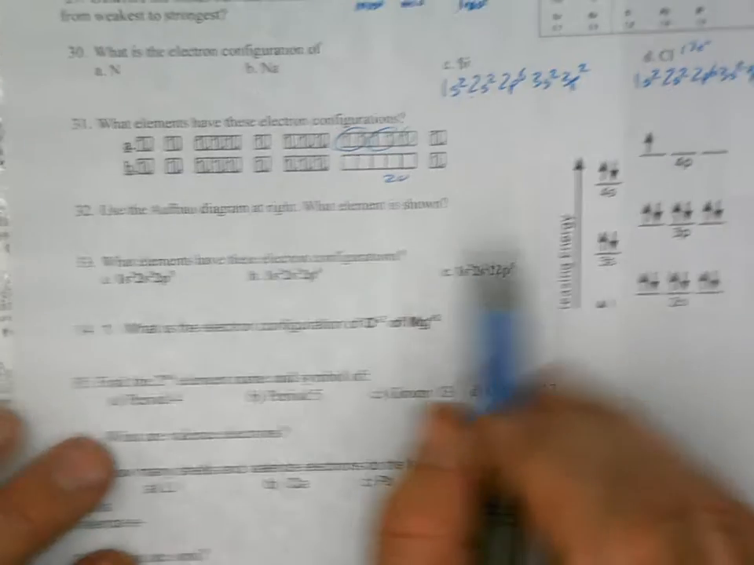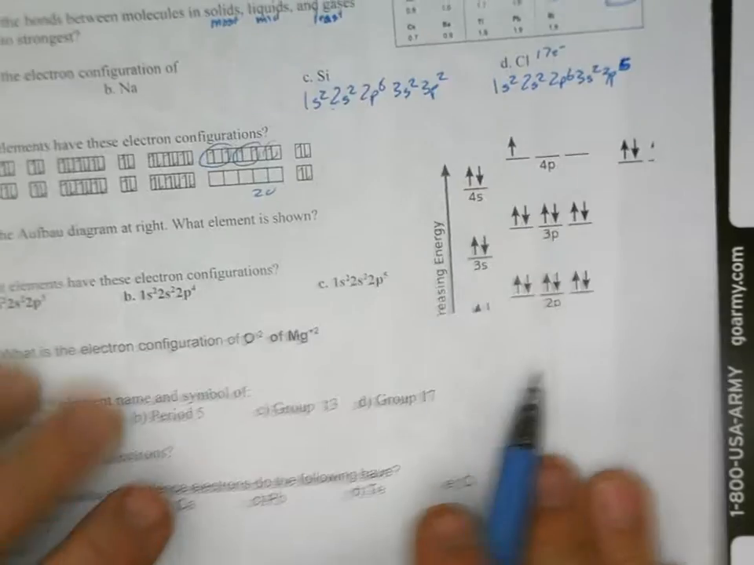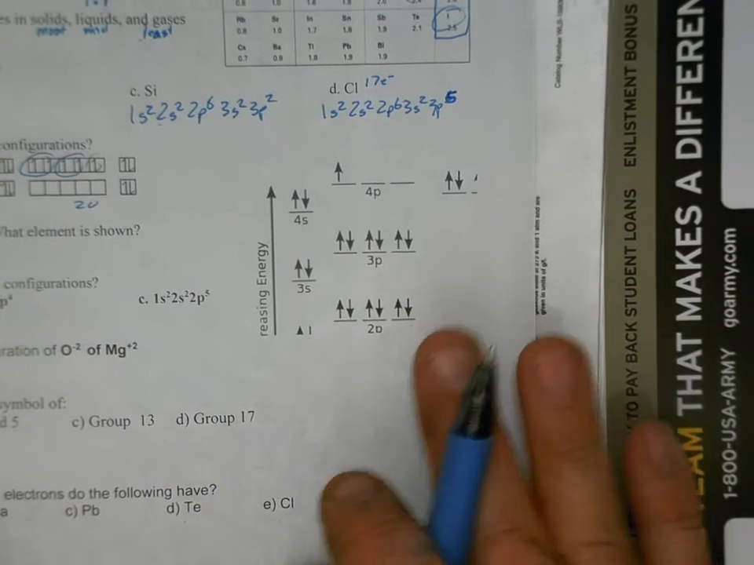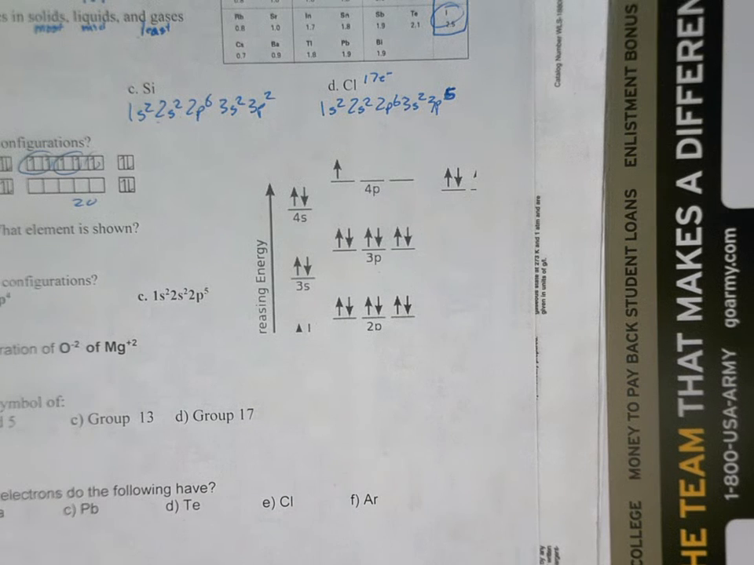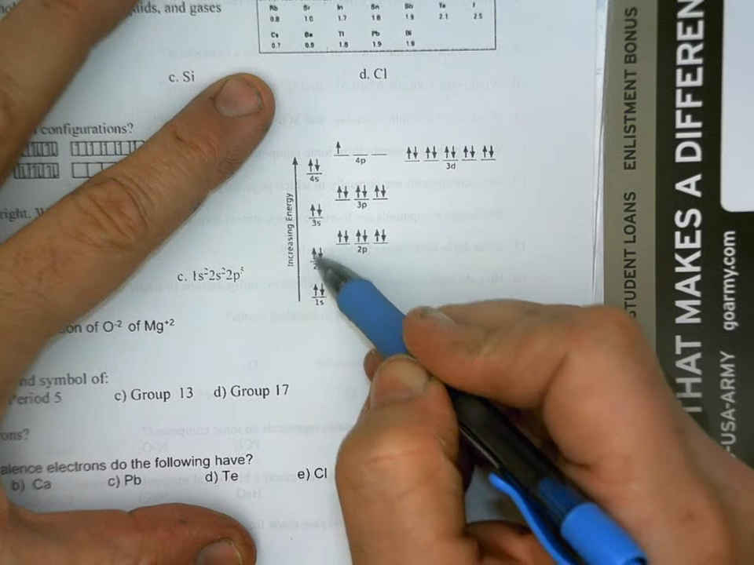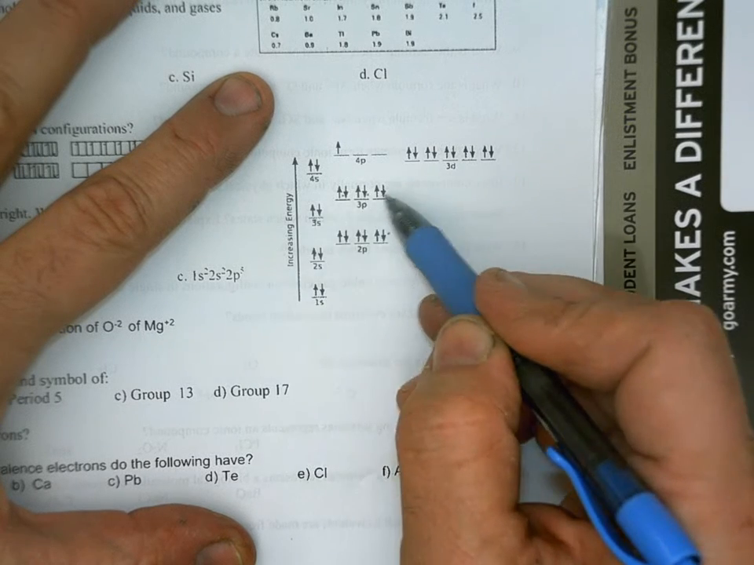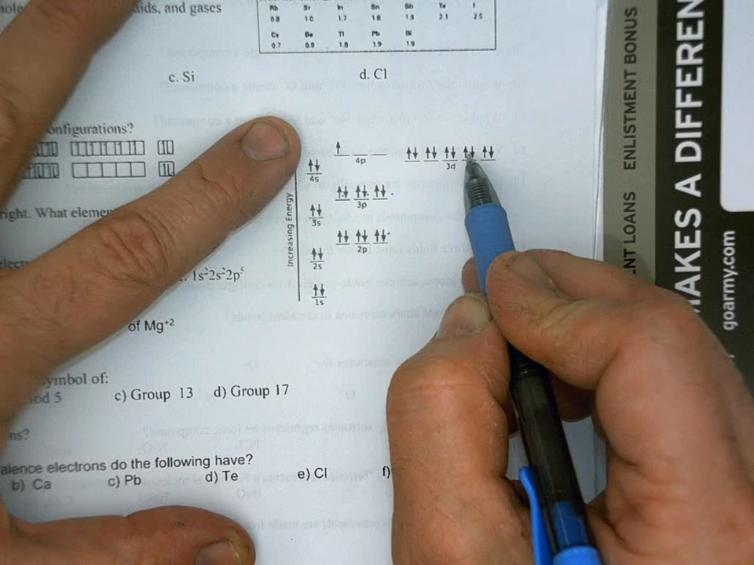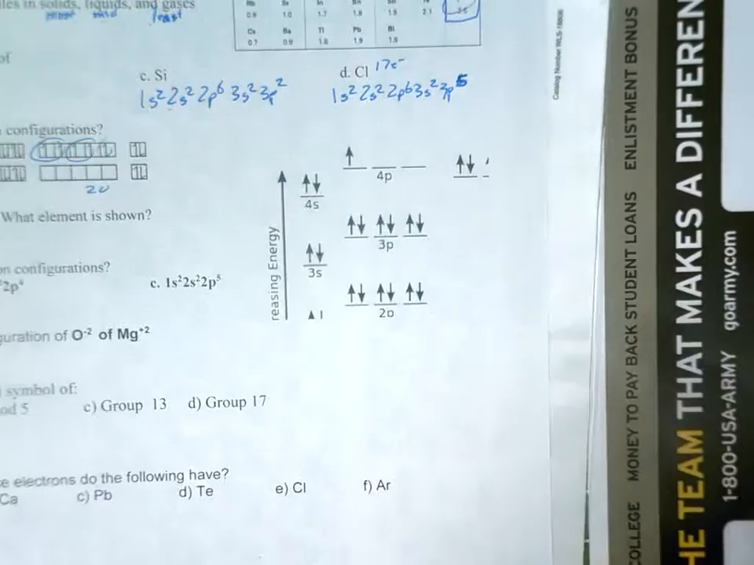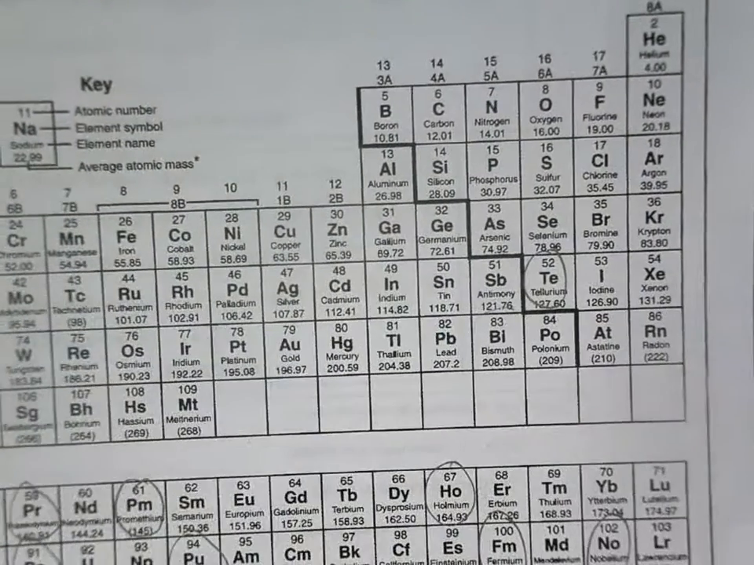Use the Aufbau diagram at right. What element is shown? Okay, so we've got this kind of modified Aufbau diagram. Oh my goodness, my copy didn't come out very well. Let me grab another one here. For some reason, they don't print right when I do it that way. Okay, so we got this one. Let's just count the electrons. 2, 4, 6, 8, 10, 12, 14, 16, 18, 20, 22, 24, 26, 28, 31. So there's 31 electrons. You look on your periodic table, the element with 31 electrons is gallium. So that's how you do that one.